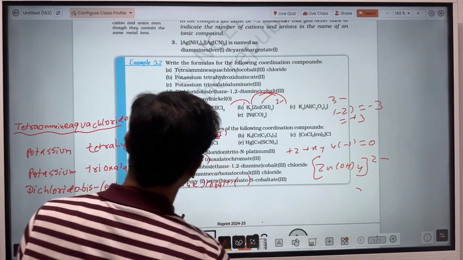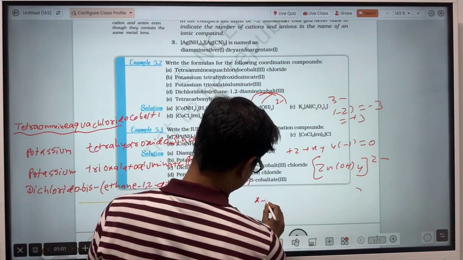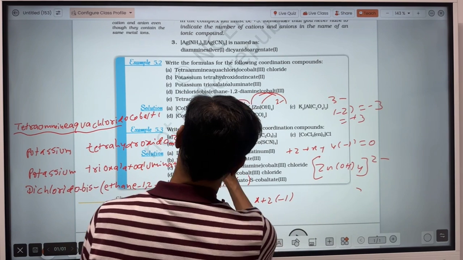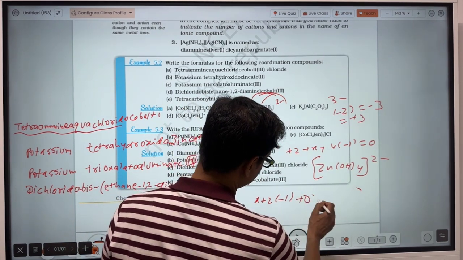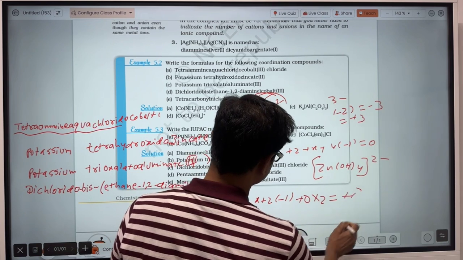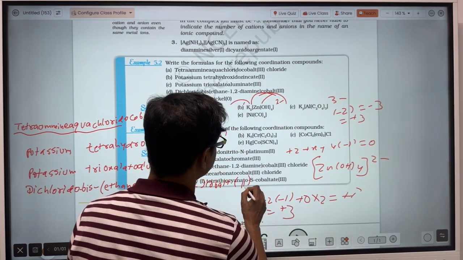So oxidation number, how to calculate? Cobalt here X, 2 chlorine, so 2 into -1. Then after ethane 1,2-diamine is a neutral molecule, that plus 0 into 2, that equal to +1. So here X equal to +3. So write here +3.